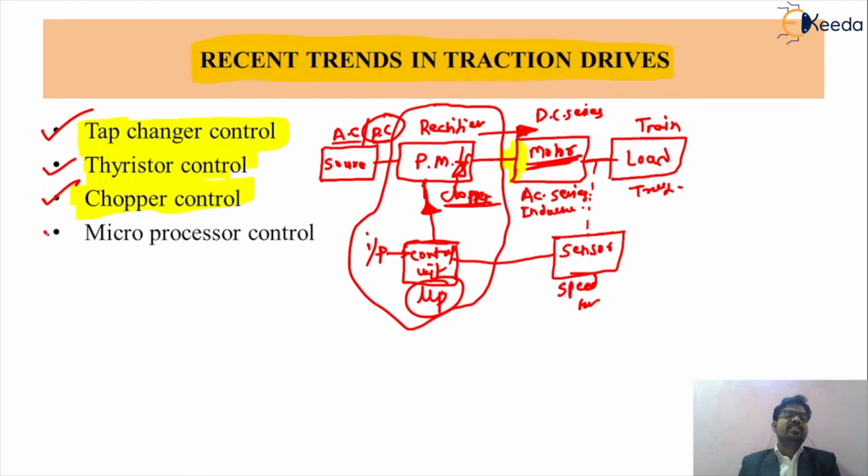Then the next system is called microprocessor control, because in previous days we were using tap changing control. After that came thyristor control, chopper control, and nowadays we are using different types of systems with the help of microprocessor control. So what do you mean by microprocessor control? We are using a microprocessor device in that particular control unit, so it can change the input command to the power modulator, and if we can control the input command to the power modulator, obviously we can control the speed of your motor.